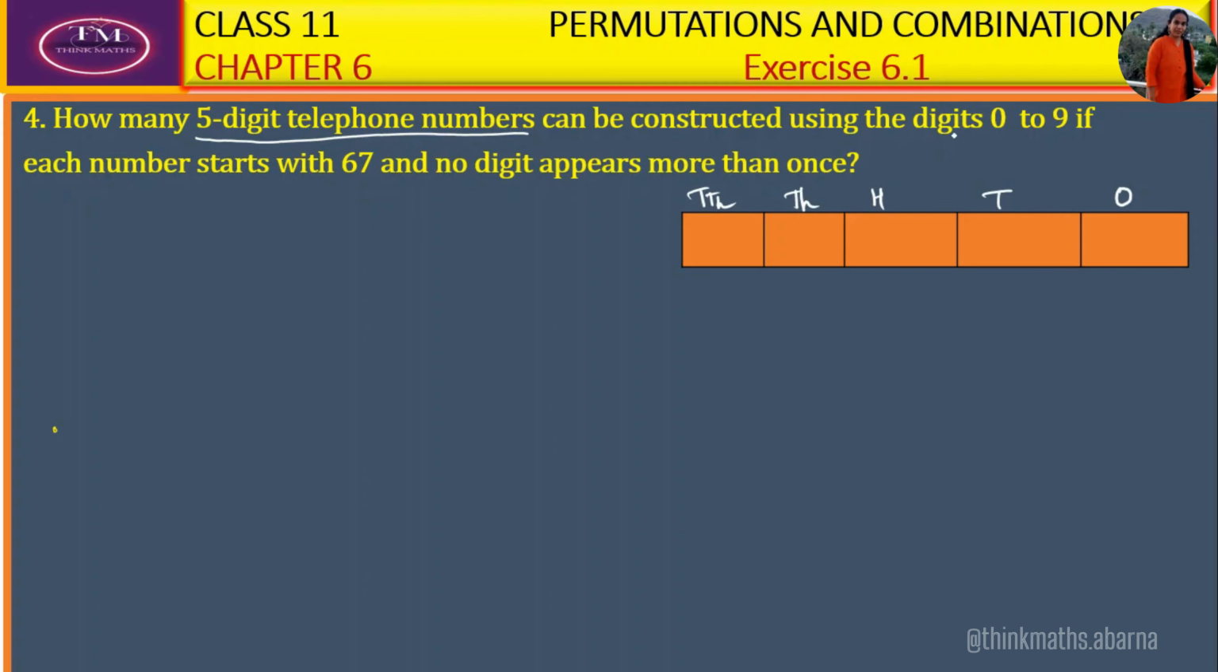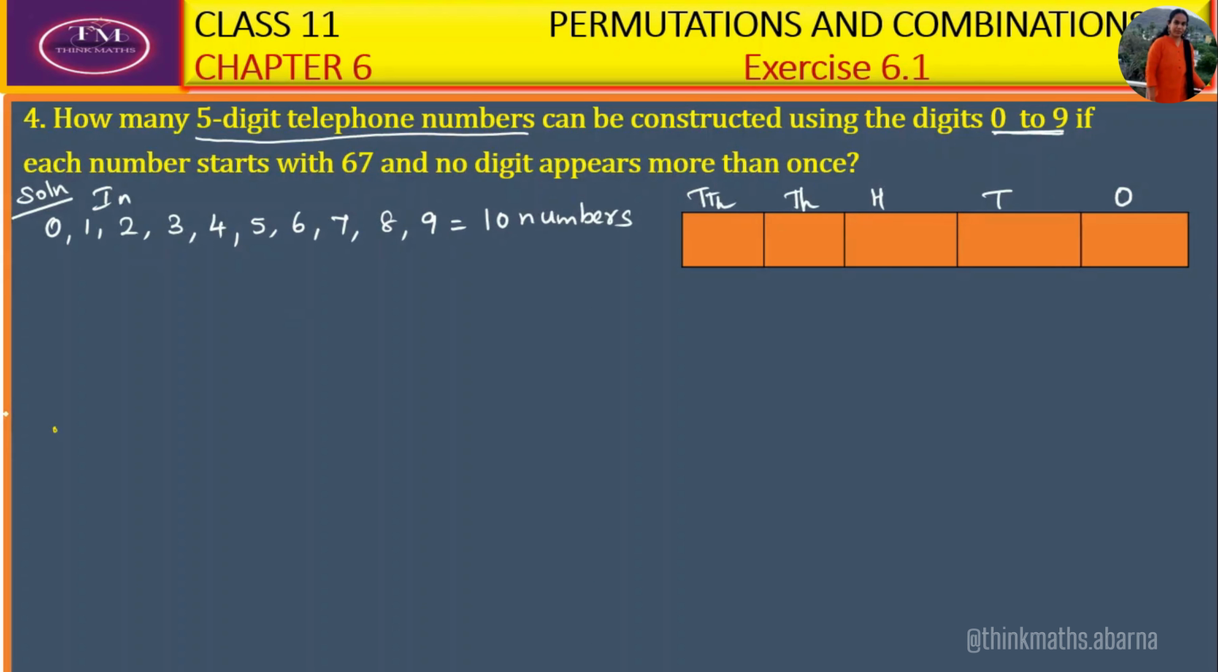Next, what is the condition? We have to use the digits 0 to 9. So let me start writing. We have to use the digits 0 to 9. So what are the digits in 0 to 9? 0, 1, 2, 3, 4, 5, 6, 7, 8, 9. So in this, how many numbers are there? 1, 2, 3, 4, 5, 6, 7, 8, 9, 10. So you have a total of 10 numbers in it.